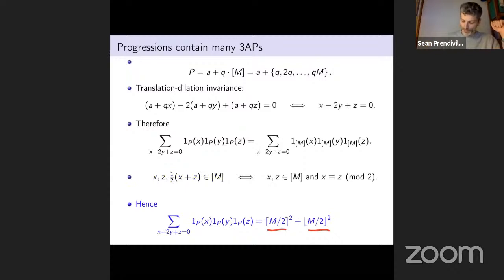And you can bound that easily using Cauchy-Schwarz and get this lower bound of half m squared, and the upper bound is, up to lower order terms, exactly the same, half m squared. Okay, so the progression has lots of three-term progressions. This is probably not surprising to most of you.